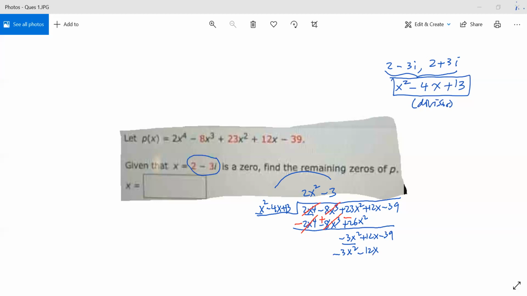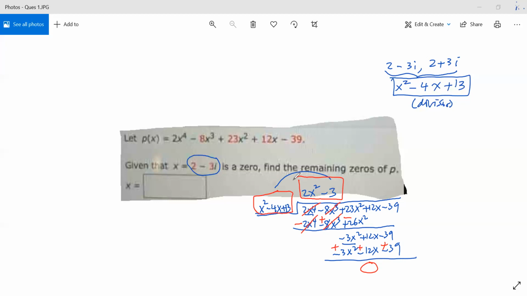So this is negative 39. And then you change the sign. So change the sign, you'll get positive, positive, positive. And you add all of them, you get 0. So the remainder is 0. That's, of course, expected. So this is that, and this is that, right? So these two are the factors.